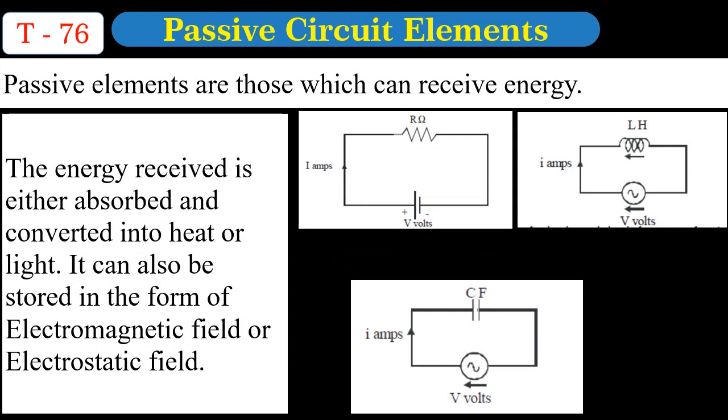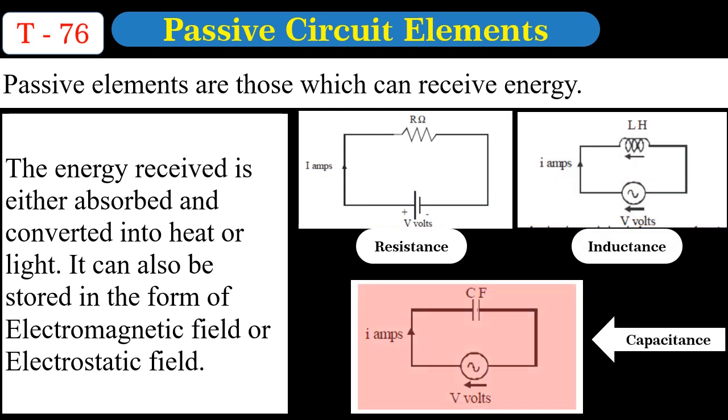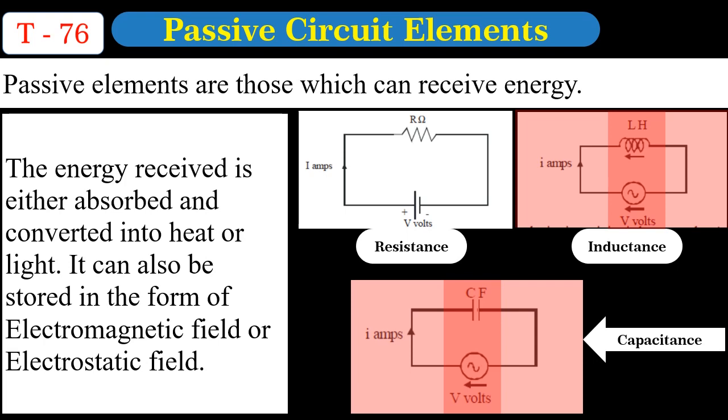Here are three circuit elements: resistance, inductance, and capacitance. Note that the resistance is connected across the DC source, whereas inductance and capacitances are connected across the AC source. We learn more about this as we proceed further.